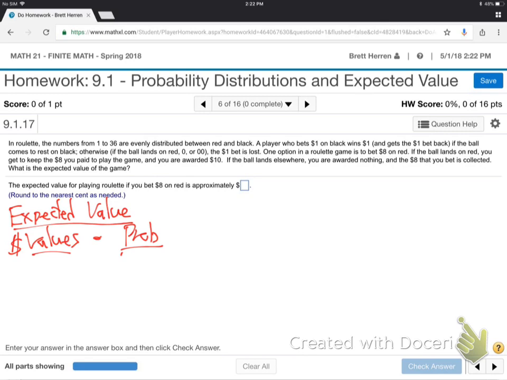So let's think about this. You guys understand the rules. You've got this roulette wheel. There are numbers 1 to 36, 0, and double 0. So there are 38 numbers total, 38 spots. Is that making sense? 1 through 36 are half black, half red, with a green 0 and a green double 0.